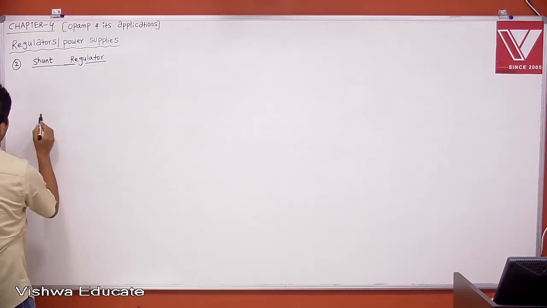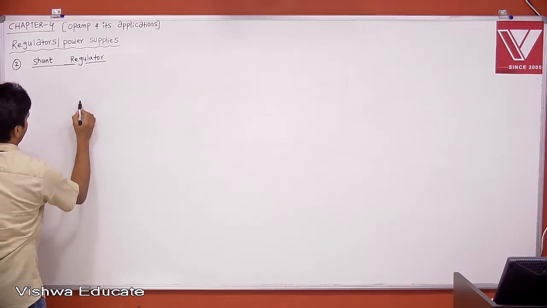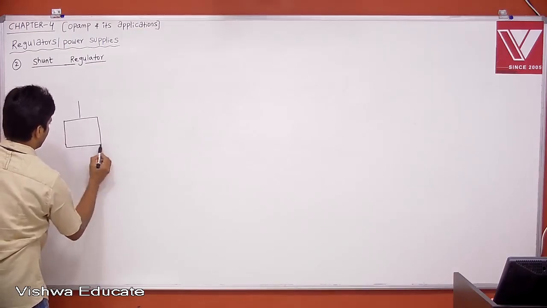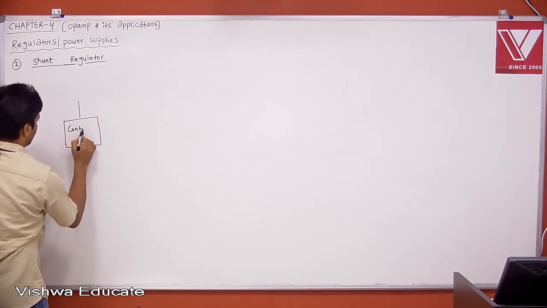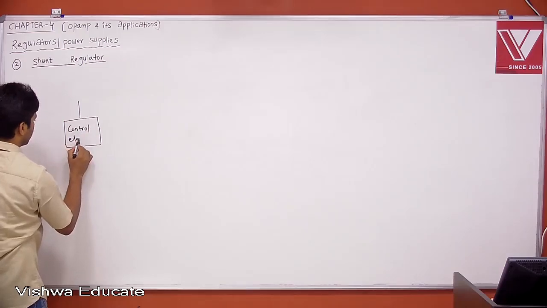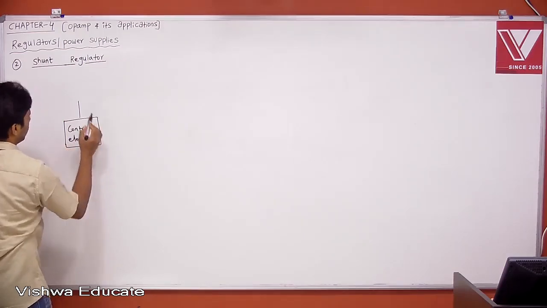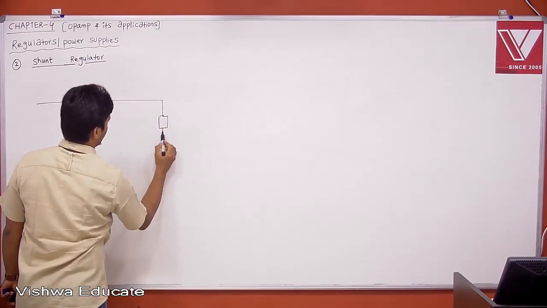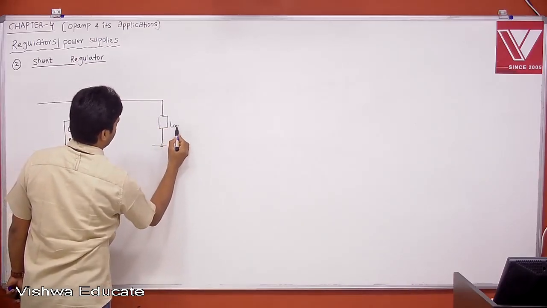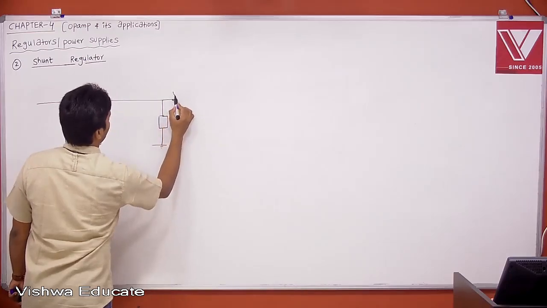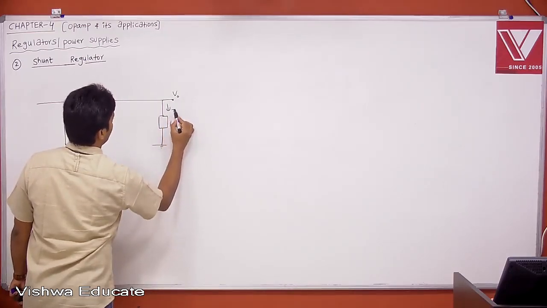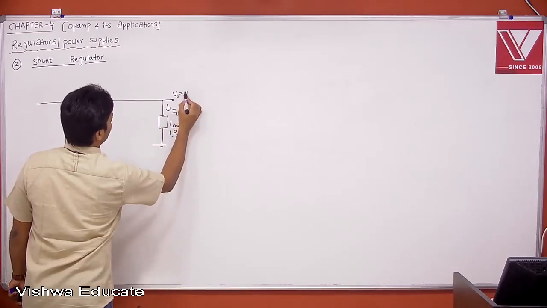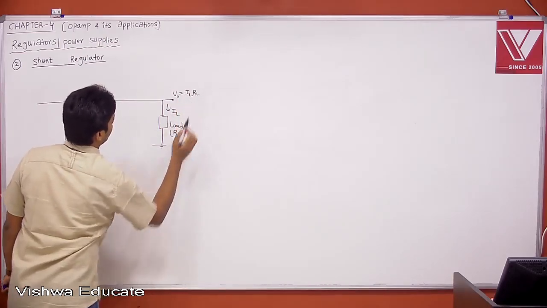The block diagram is, this is the control element. Now the control element is in shunt. Then this is your load, and this is your output voltage V0, and this is your load current. Let us say this is your RL, load RL, V0 is equal to IL into RL.